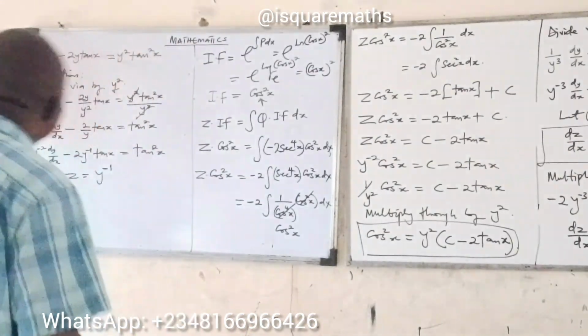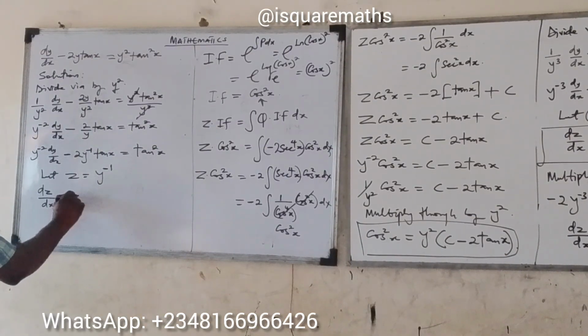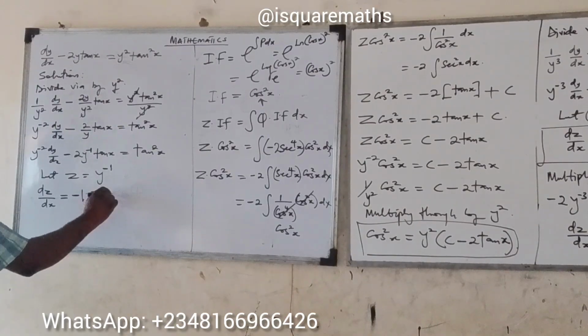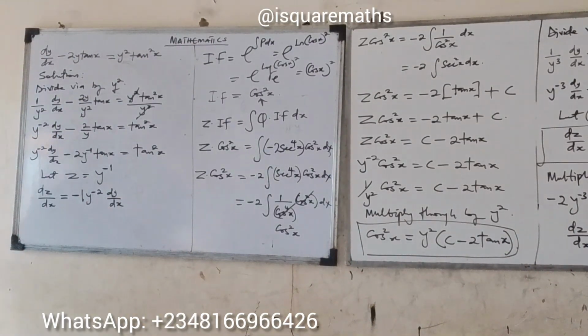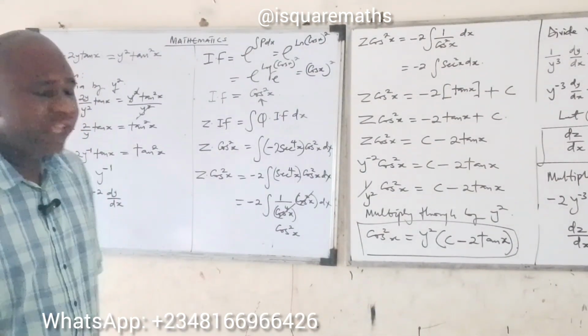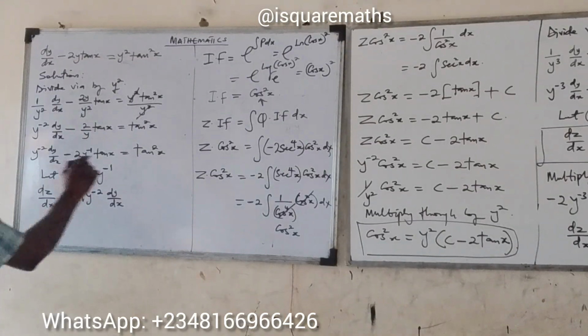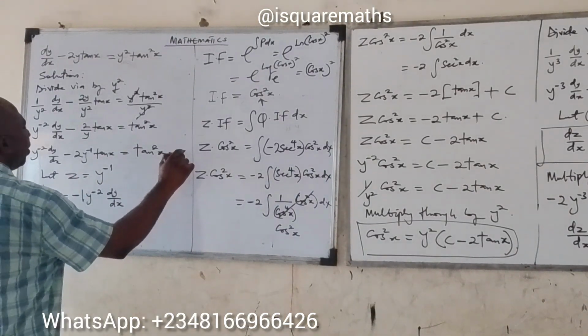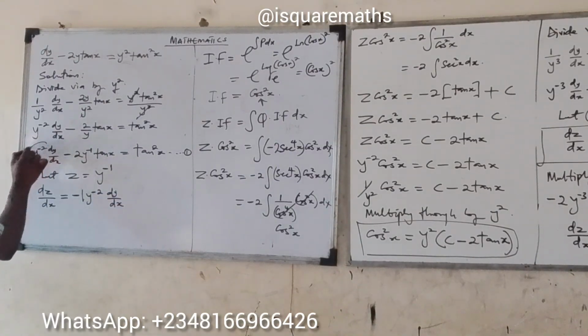So if z is y raised to the power of minus 1, it means dz/dx, now we are differentiating with respect to x, gives you minus 1 y raised to the power of minus 2 dy/dx, because this is an implicit function. So in this case, let's look at the whole of this. Let's call this equation 1.